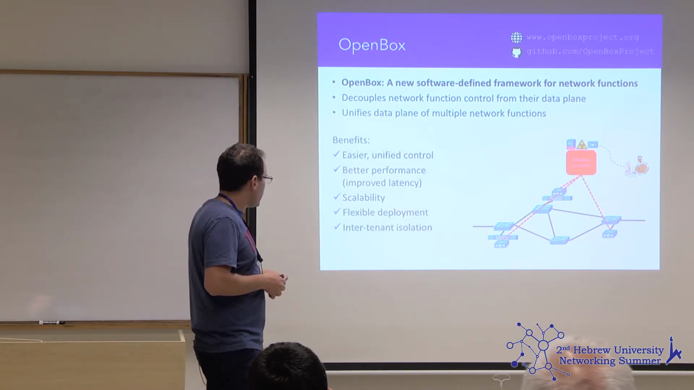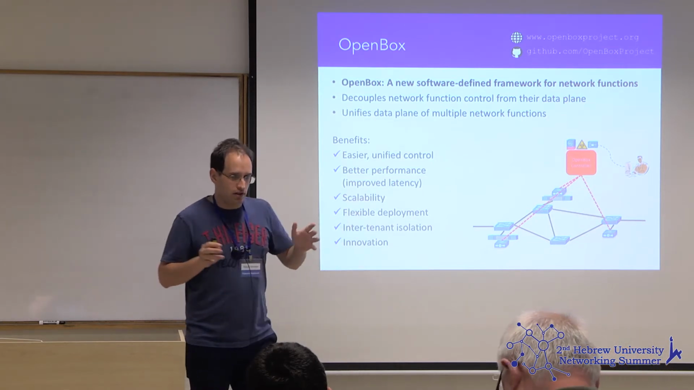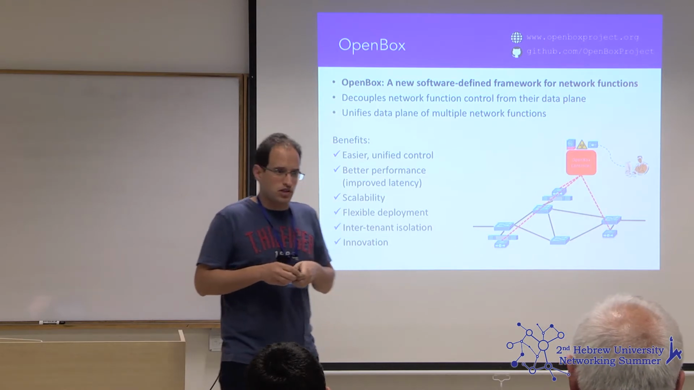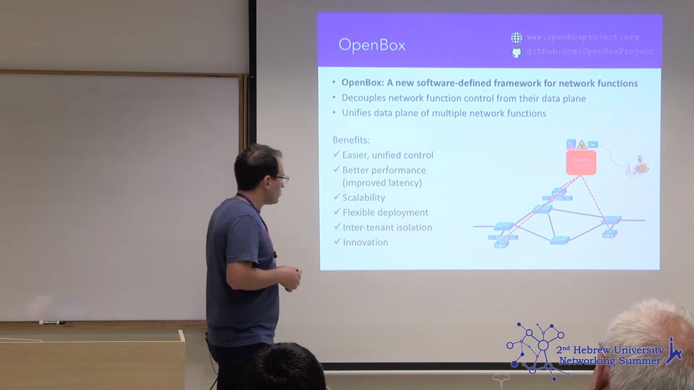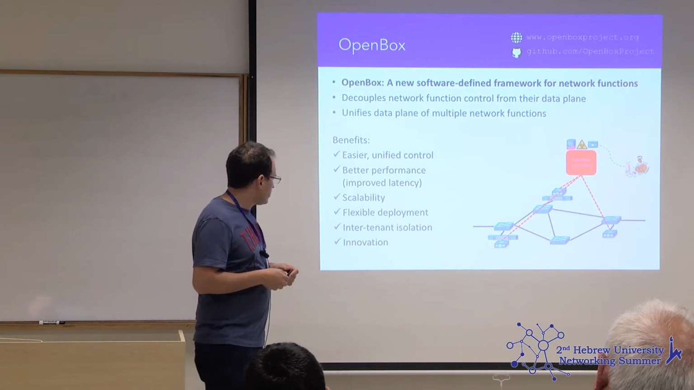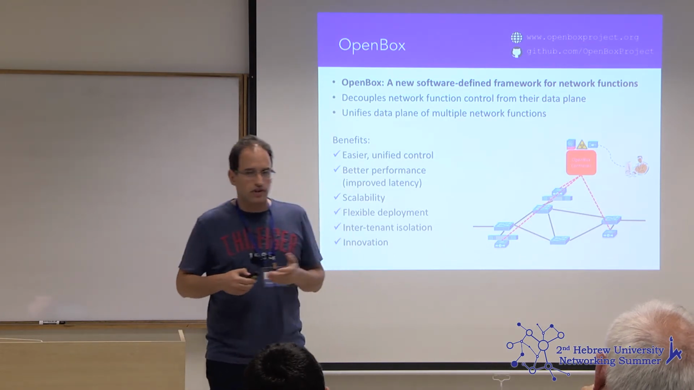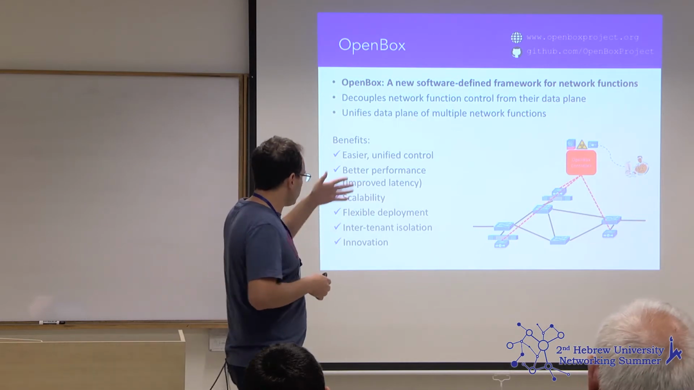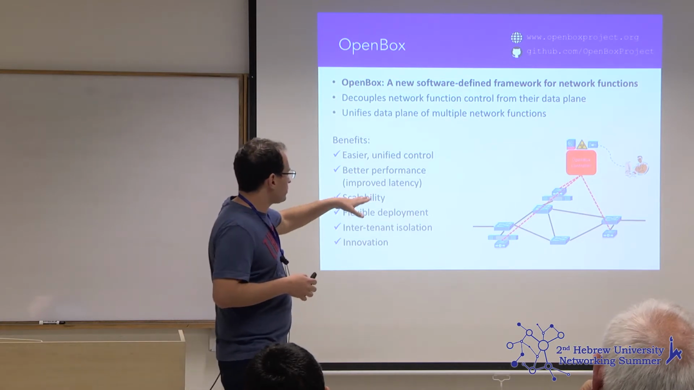The benefits we get are easier and unified control, because we have one point to control everything in the network with regard not only to forwarding, but also to network functions and packet processing in general. We get better performance and improved latency, I'll show you soon. And we get scalability and flexibility that we didn't have before, isolation between tenants, and some room for innovation, because now it is much easier to extend the functionalities of all this data plane, let's say.